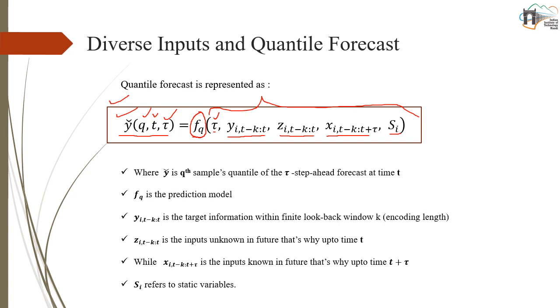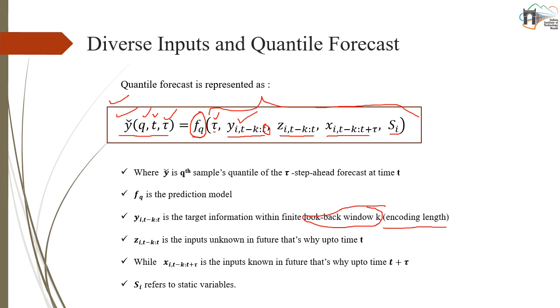And y_{i,t-k:t} is the target information within the finite look back window k. This look back window k is the encoding length, the time period we are giving our model to see back in time, so it can have this temporal attention, or basically capture the temporal dependencies of the data. So y_i are the targets, or the known outputs, up to time t.